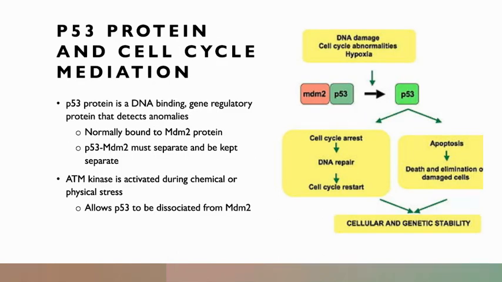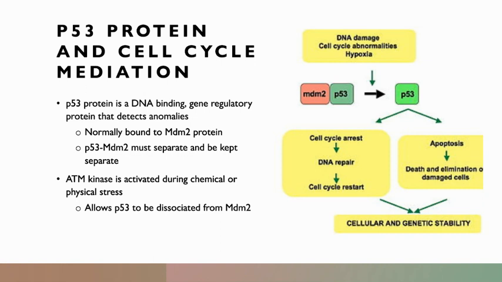The next protein I really want to hit on is P53. Now, this is a pretty impressive protein. It's a tumor suppressing protein. It is a DNA binding protein and a gene regulating protein that detects anomalies. So it can see when something's going on.